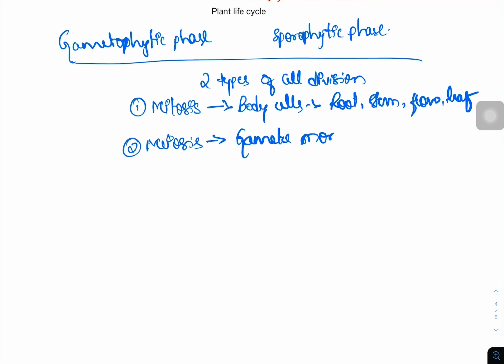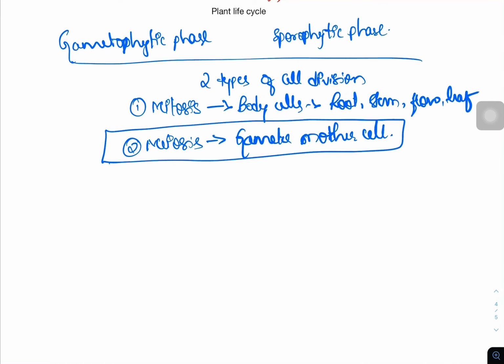gamete mother cells, to be more specific. The cells which produce gametes, there a particular type of cell division takes place. That division is called meiosis. What happens in meiosis is the chromosome number, say for example a plant's chromosome number is 16, when the gametes are produced, their chromosome number will be reduced to half. As of now, you keep in mind only this. I will explain mitosis and meiosis in detail when the chapter cell cycle and cell division comes.